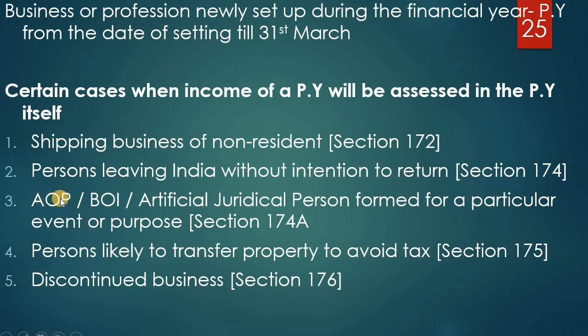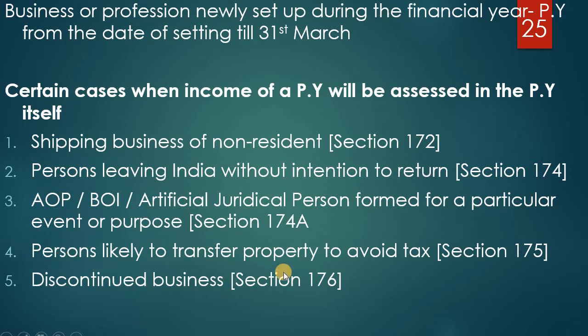Then AOP. AOP means association of persons, or BOI, body of individuals, or artificial juridical person formed for a particular event or purpose. These associations of persons and bodies of individuals can be for a special purpose. It may not run for many years, so the income earned by this AOP, BOI and artificial juridical person has to be taxed in the same year, because we are not sure whether they are going to run in the next year.